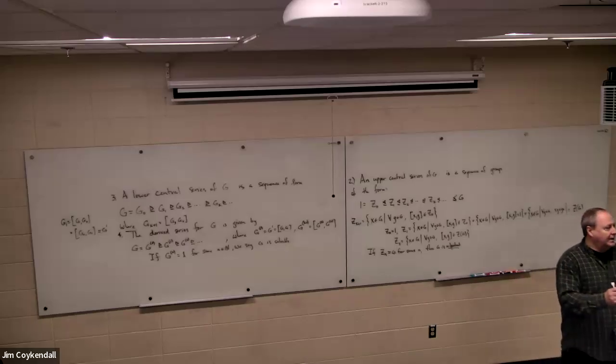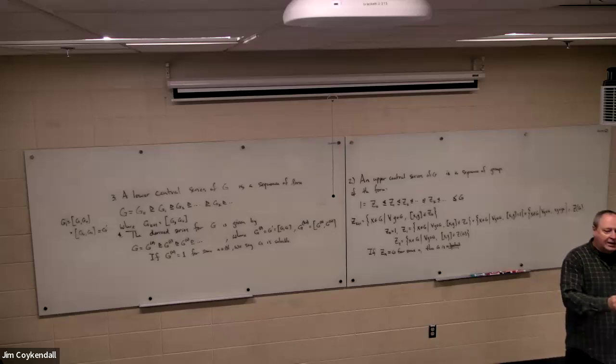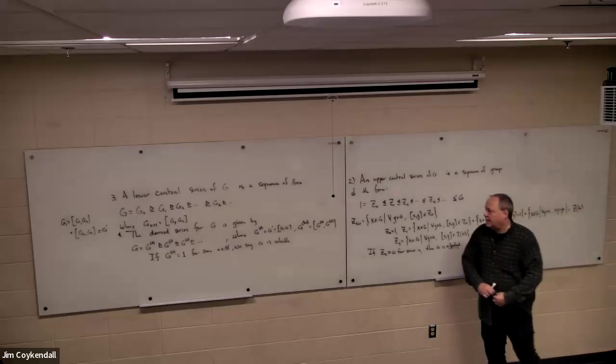You might get stuck at some point and you have like G10, and you take its commutator subgroup and you get G10 back. Well, now you're stuck, right? And it's not solvable if G10 is not the identity. Does that make sense? Yeah.